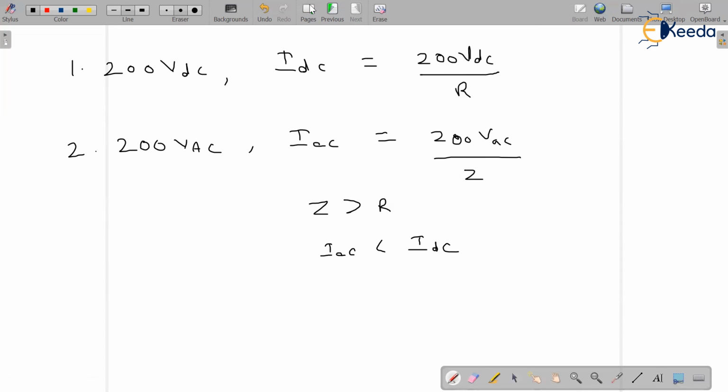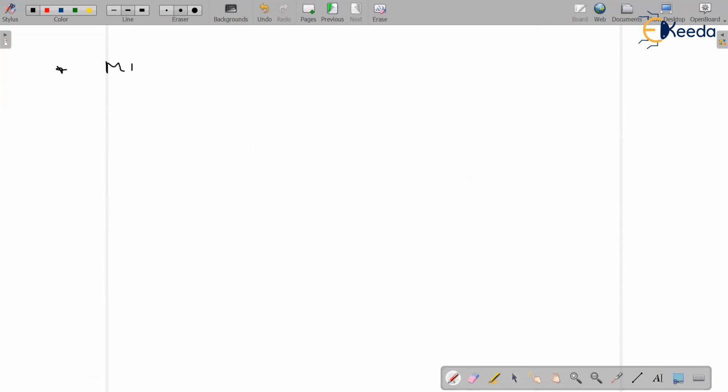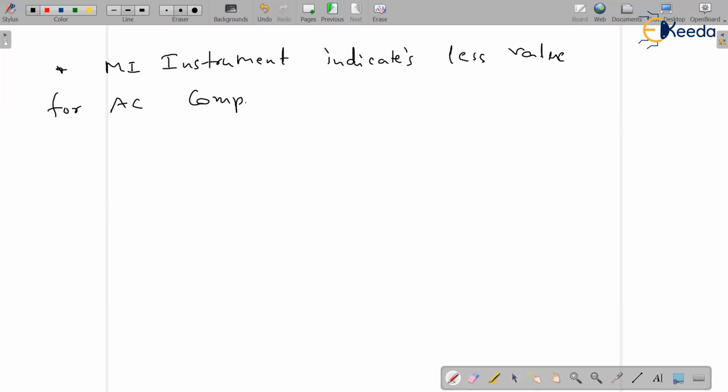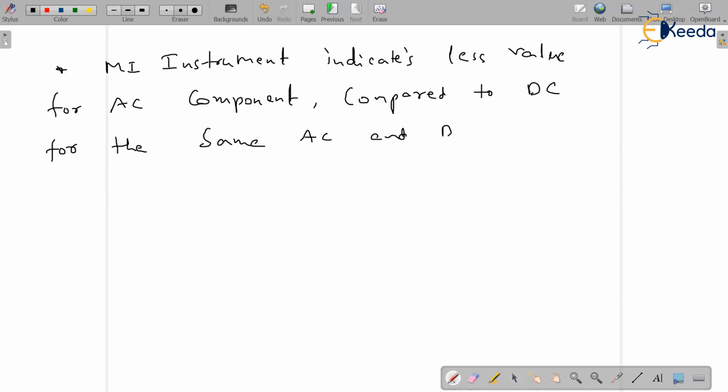The next, the MI instrument indicates a lower value for the AC component compared to DC for the same AC and DC voltages.